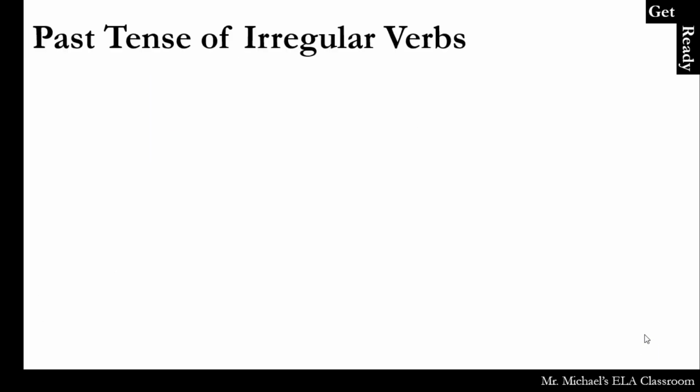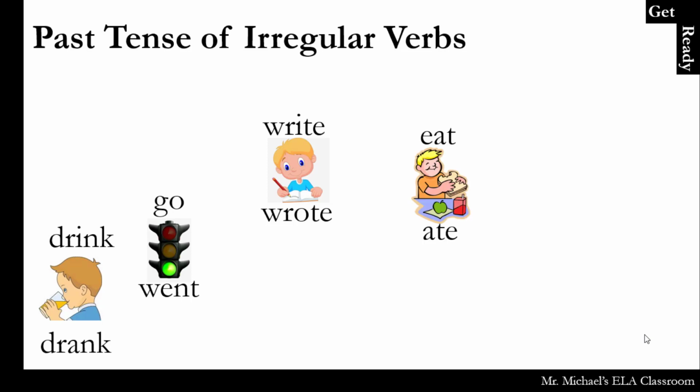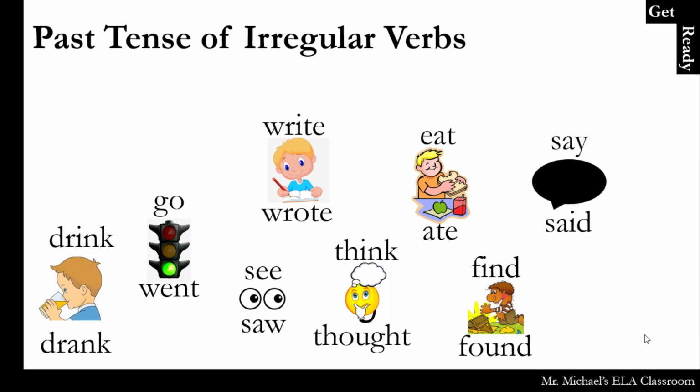Now let's look at the past tense of irregular verbs, because these ones can get quite confusing. Drink, it's not drinked, it's drank. Go is not goed, it's went. Write, wrote. Eat, ate. Think, thought. See, saw. And find and found. Say and said, like bend, bent.